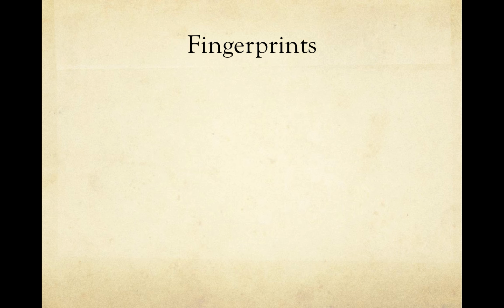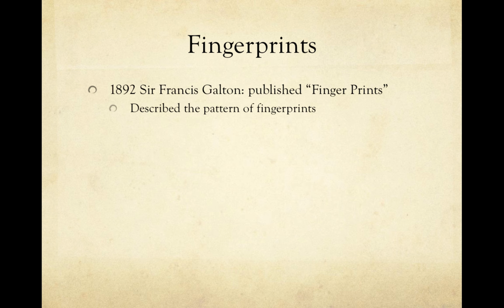Okay, so let's move on to a slightly different type of forensic evidence, one that is also well known, and that is fingerprint evidence. And this type of evidence has been with us for a very long time. In 1892, Sir Francis Galton published a book called Fingerprints, oddly enough, and this described the pattern of fingerprints.